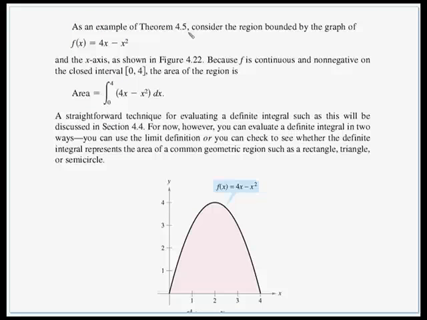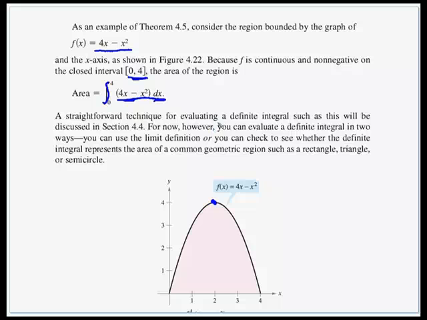As an example of Theorem 4.5, consider the region bounded by the graph of 4x minus x squared and the x-axis as shown in the figure. This shape is just a downward opening parabola. So here we have our high point at 4, and we have a downward opening parabola going through the origin and crossing the x-axis at 4. Because f is continuous and non-negative on our closed interval from 0 to 4, the area of the region is, we have our integral symbol from 0 to 4, our left and right endpoints, of our function 4x minus x squared times dx.